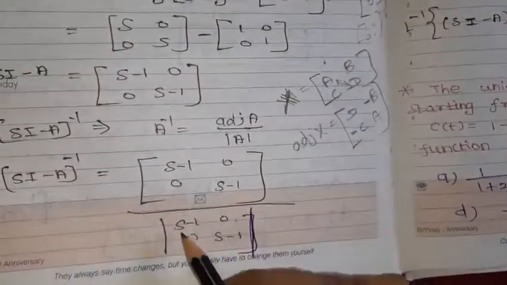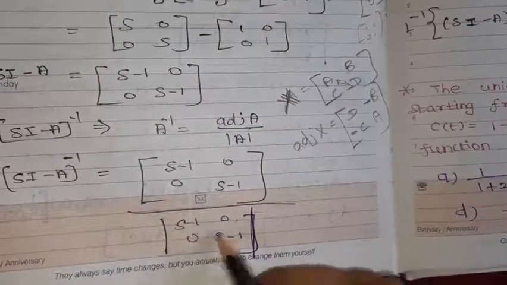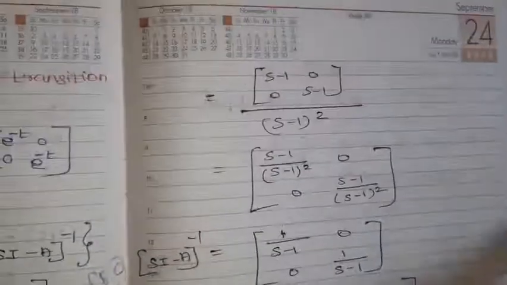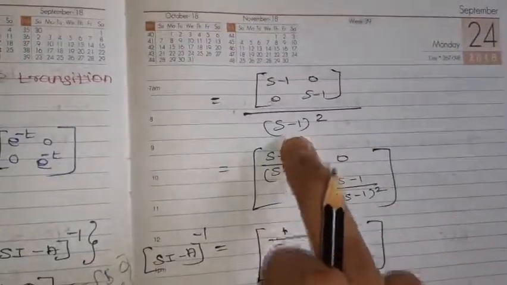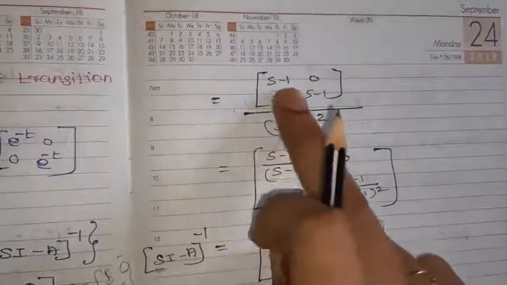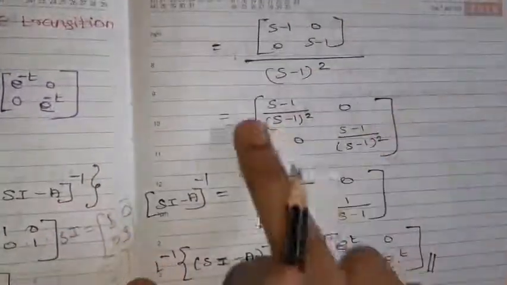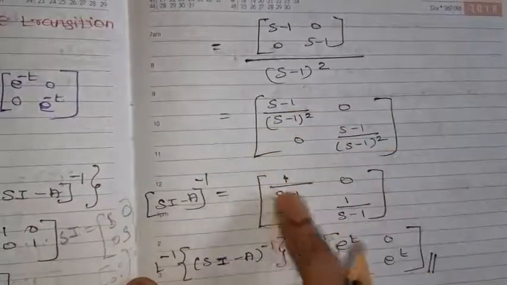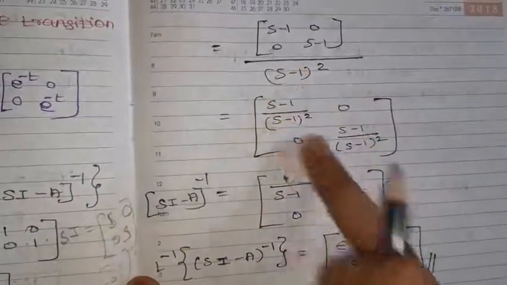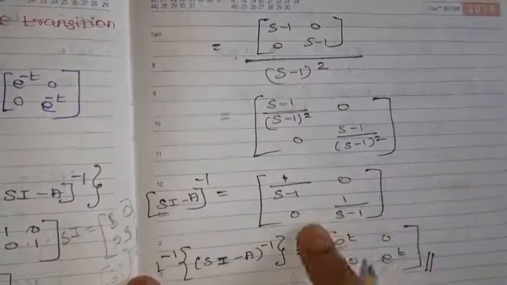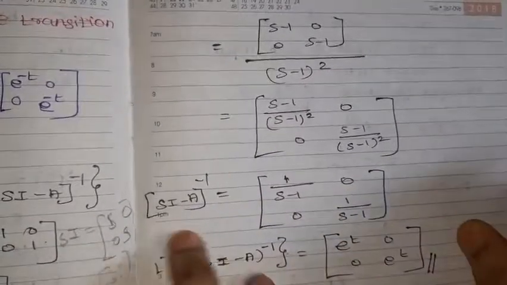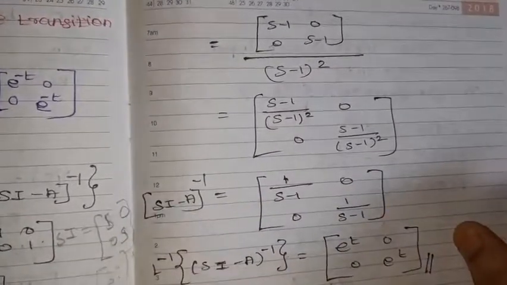Then what is the magnitude? Magnitude is found as s minus 1 the whole square minus 0, we will get s minus 1 the whole square. So here divide by this value each and every element inside the matrix, okay. So s minus 1 divided by this. So s minus 1 can get cancelled, so 1 by s minus 1, 0, 0, 1 by s minus 1. So this is (sI minus A) the whole inverse.